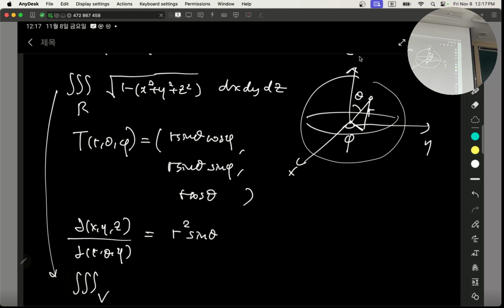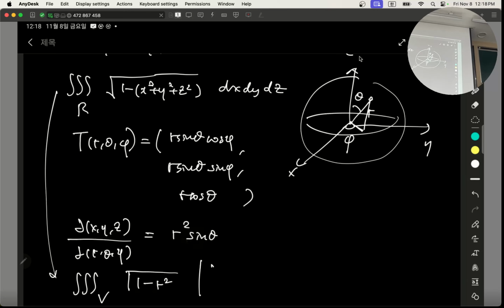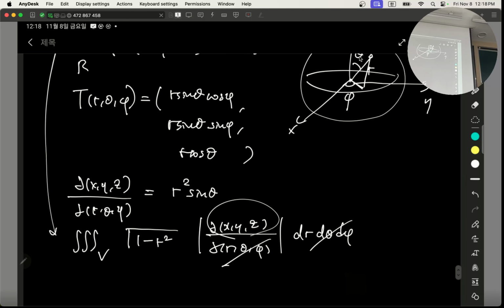So let's say V is the region corresponding to the region R inside of the r theta phi region. And what's the integrand? It becomes 1 minus r squared, simple. And then you need to multiply the Jacobian, because I want to translate my xyz integral into a dr d theta d phi integral. That's why I get this dx dy dz.